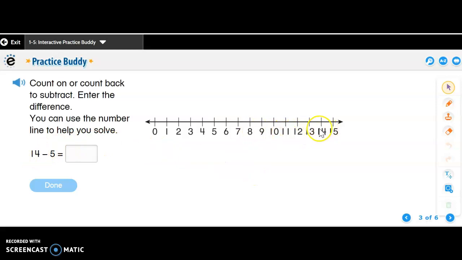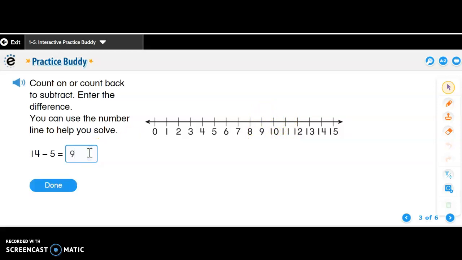So I'm going to find 14 on the number line, and I'm going to make how many big hops backwards? 5 big hops backwards. You can count with me. Ready? 1, 2, 3, 4, 5. What number did I land on? 9. Let's type that in.